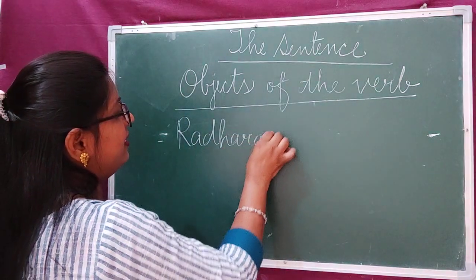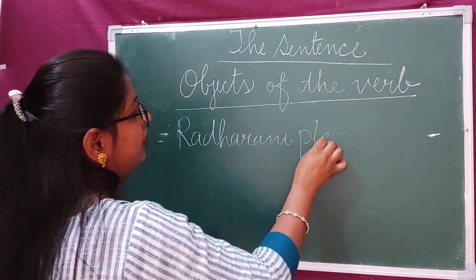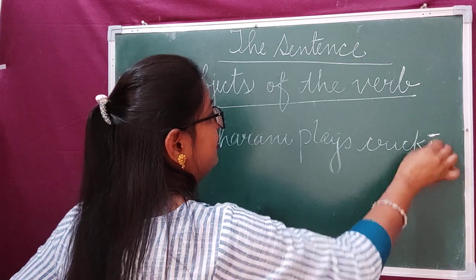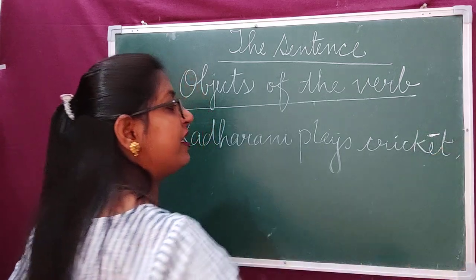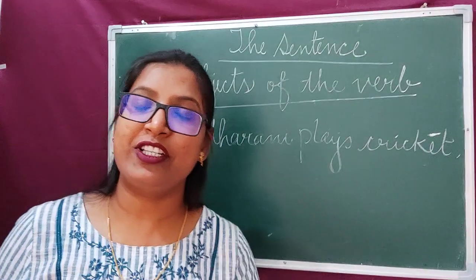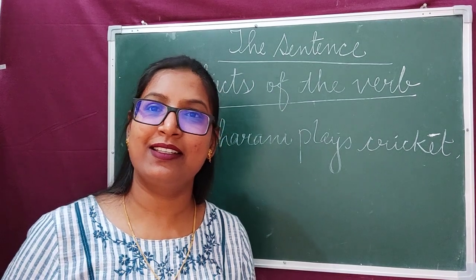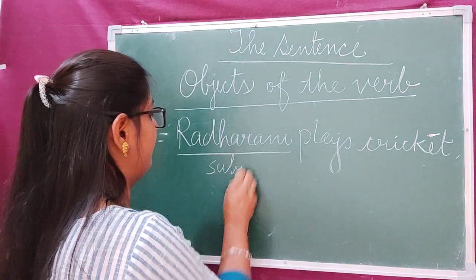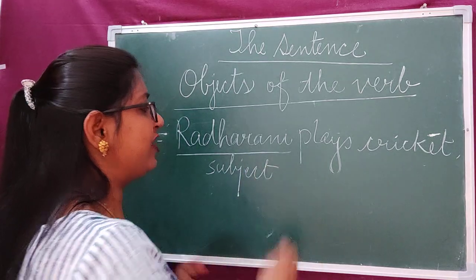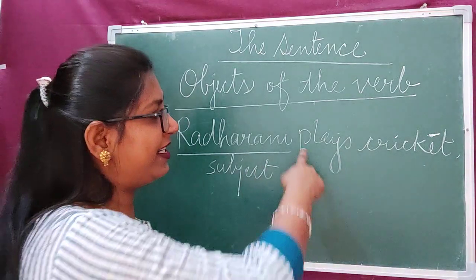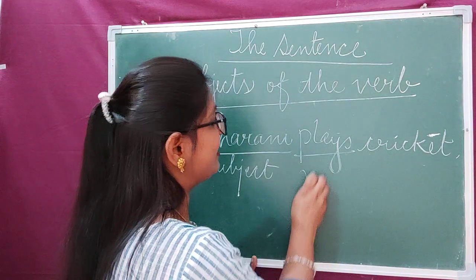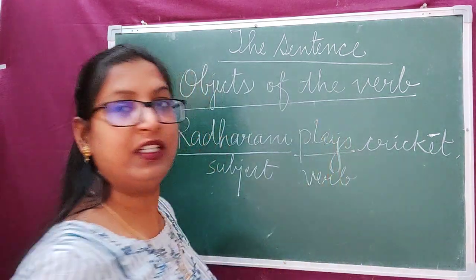Radha Rani plays cricket. Clear? Can you recognize what is the subject in this sentence? Yes, Radha Rani is the subject. The predicate is plays cricket. And what is the verb in this? Plays is a verb. Clear?